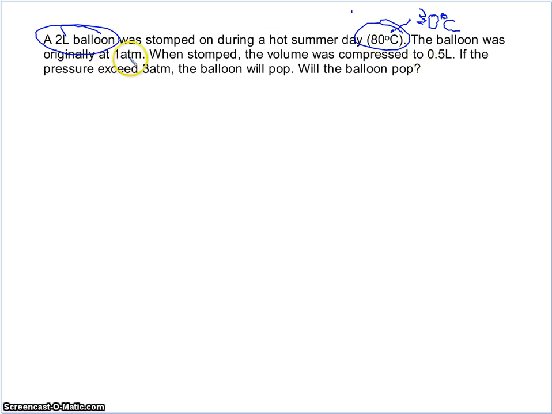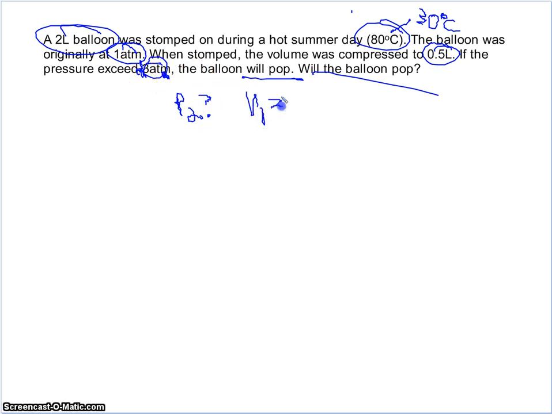The balloon was originally at 1 atm. When stomped, the volume was compressed to 0.5 liters. If the pressure exceeded 3 atm, the balloon will pop. Will the balloon pop? So basically, this isn't P1. We need to know P2, because we need to know if it goes above 3 atm.